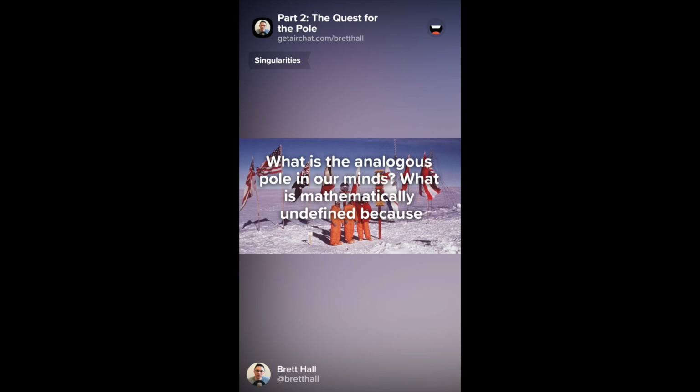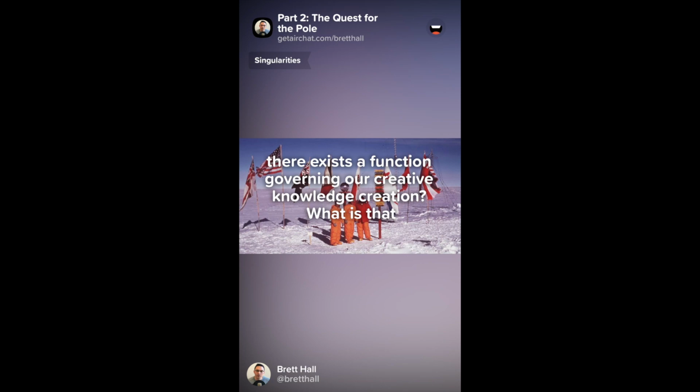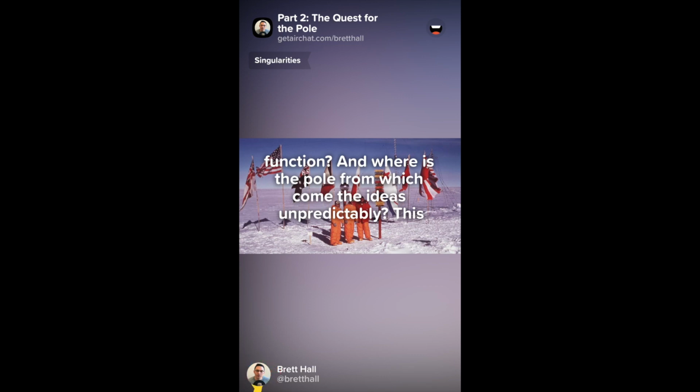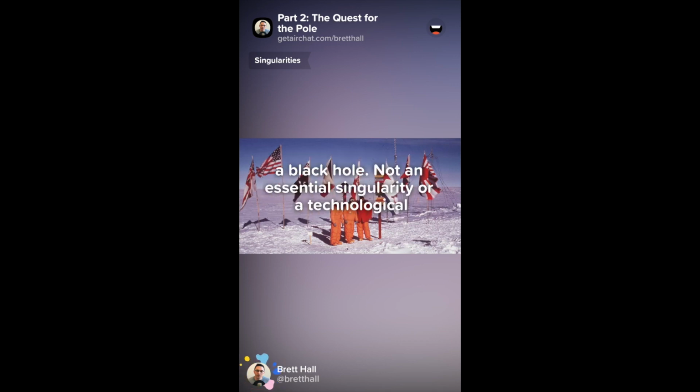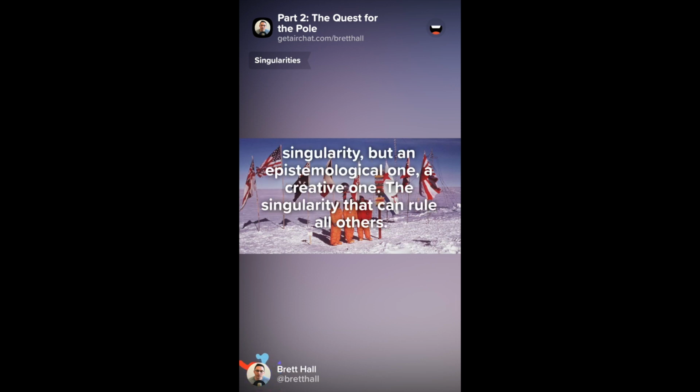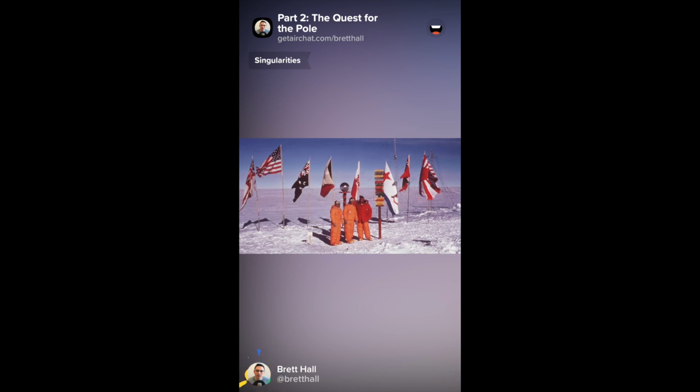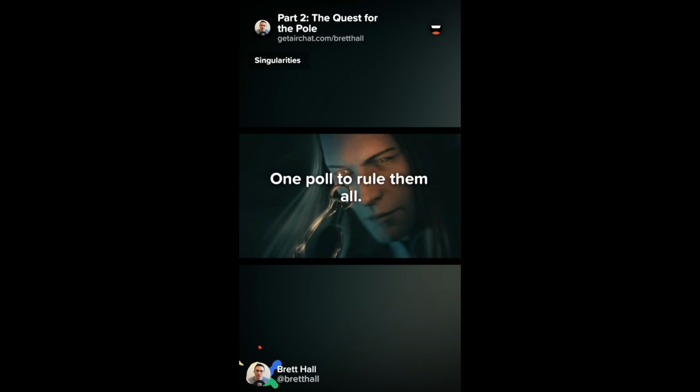What is the analogous pole in our minds? What is mathematically undefined because there exists a function governing our creative knowledge creation? What is that function? And where is the pole from which come the ideas unpredictably? This is our quest. Join us in our acceleration towards the pole to find the most important singularity, not a purely mathematical one, or a physical one like a black hole, not an essential singularity or a technological singularity, but an epistemological one, a creative one, the singularity that can rule all others. One pole to rule them all.